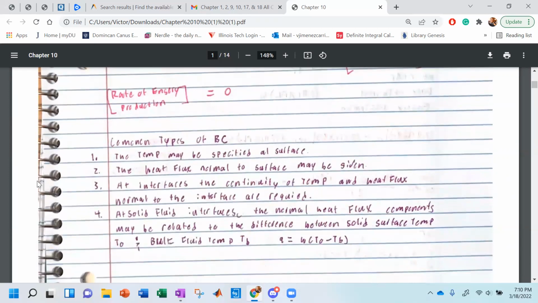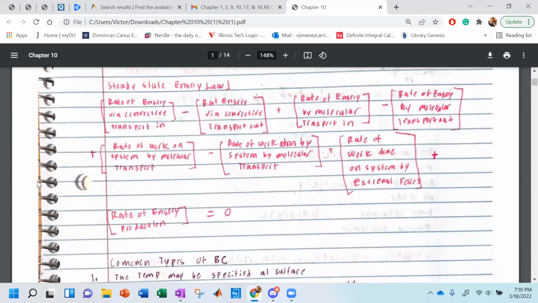So question. Yeah. You just scroll up really quick. So it's the rate of energy via. So the first part of the steady state energy. Yeah, rate of energy via convective transport. All convective. Okay, and then okay. Cool. Sounds good. Got it.